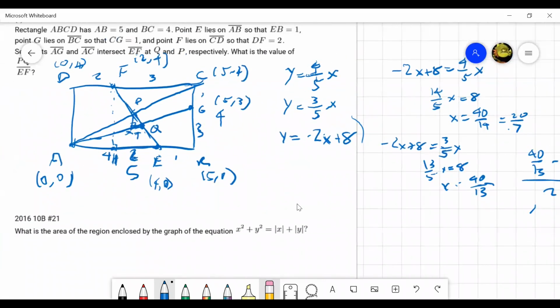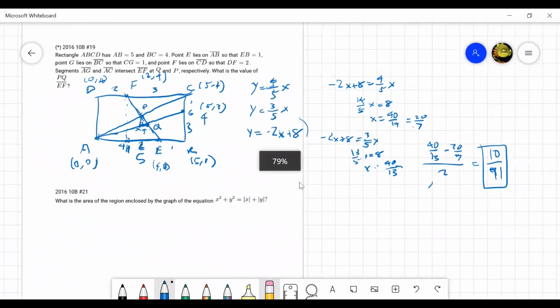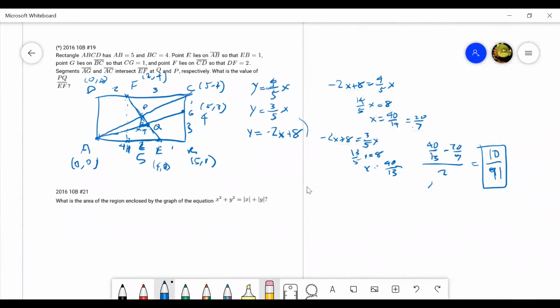So are there any questions on this? I kind of just wanted to go through it as an example of how you would use coordinate geometry in a problem that doesn't explicitly tell you that you can use coordinates.